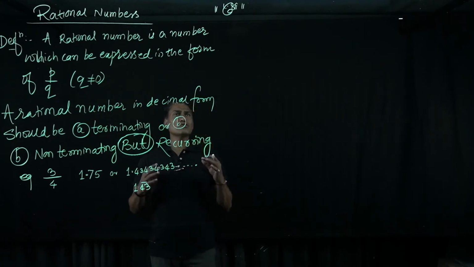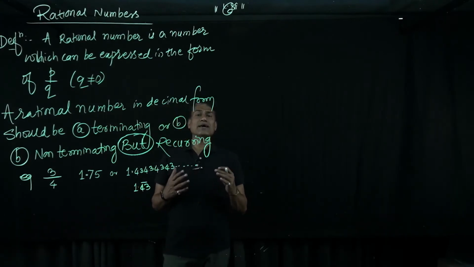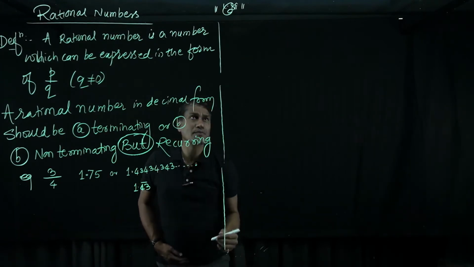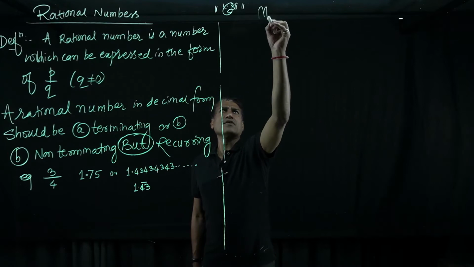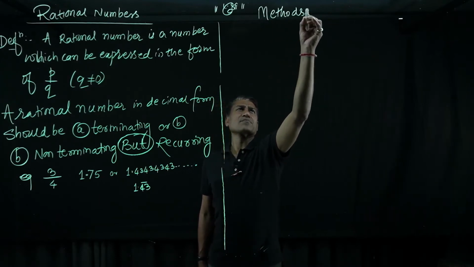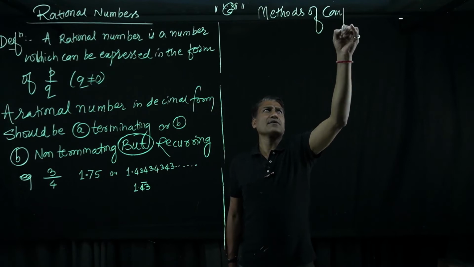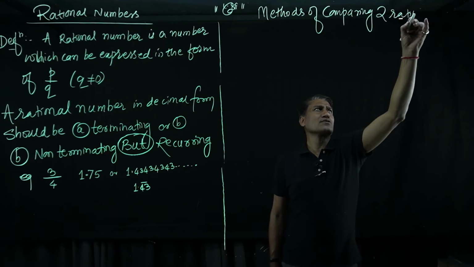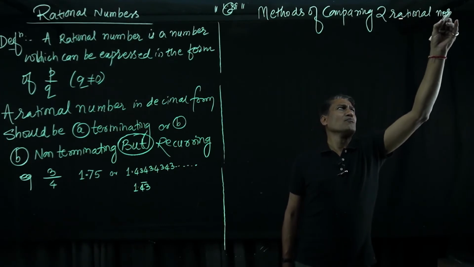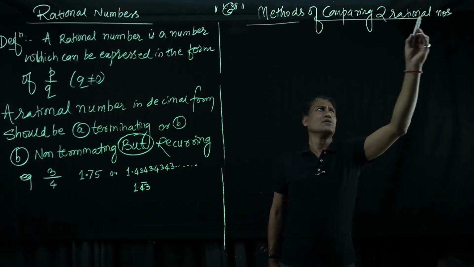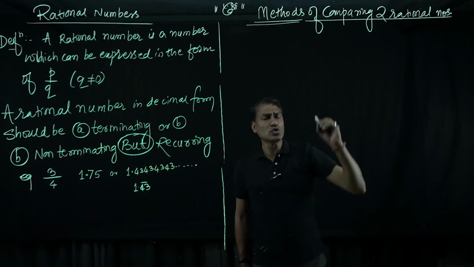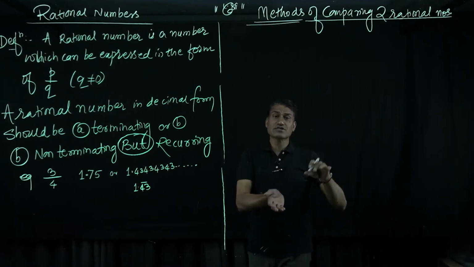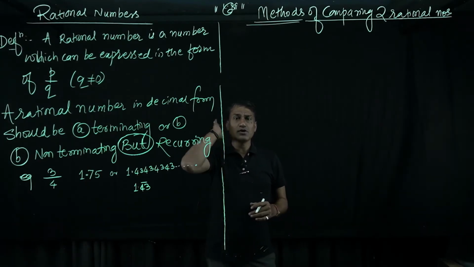Now we are going to study methods of comparing rational numbers. So here we go. Methods of comparing two rational numbers. There are two basic methods, but we can also study one more method, which is a sub-method of the first two methods. So what is the first method?